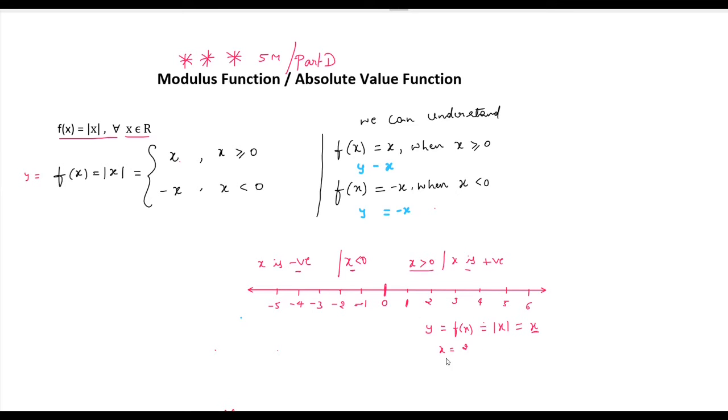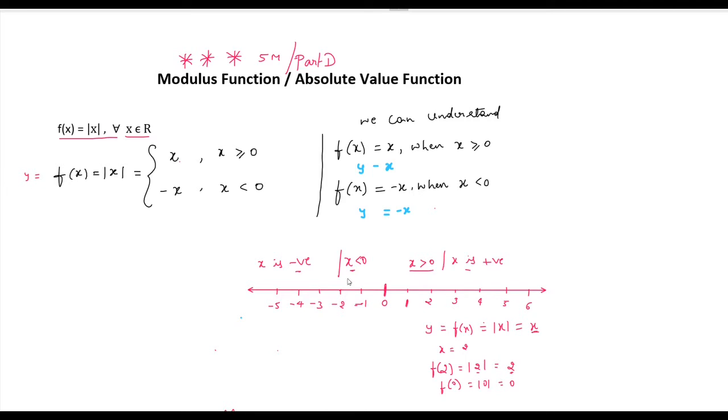So if x happens to be plus 2, f of 2 is modulus of 2, which is 2 itself. So whatever the x was, the answer is also x. So it is modulus of 2 is 2. Modulus of 3 is 3. Modulus of 10 is 10, like that. Now, when it is for 0 also, you consider f of 0, mod 0 is 0 itself.